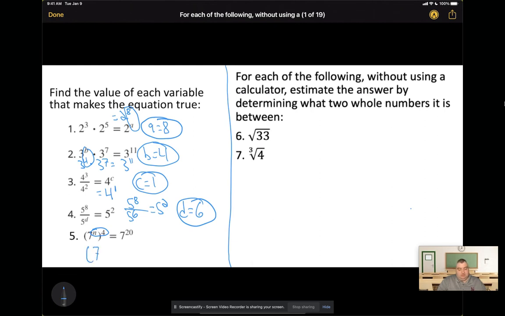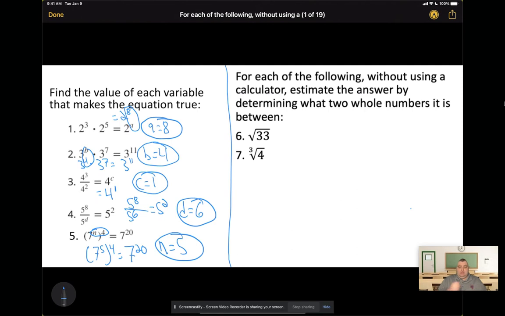So number 5 should read something like this. So 7 to the power of 5 to the power of 4 equals 7 to the power of 20. So on number 5, we would say that N is equal to 5. So 1 through 5 are a review of the basic exponent rules. 6 and 7 have to do with square roots and cube roots, which I talked about earlier.